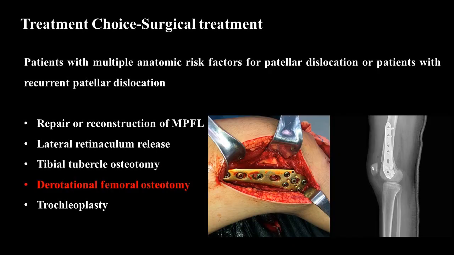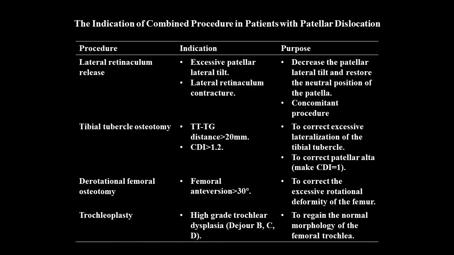For patients with femoral anteversion more than 30 degrees, the rotational femoral osteotomy should be performed to correct the excessive rotational deformity. Patients with high-grade trochlear dysplasia can be chosen to perform trochleoplasty. The indications for these procedures were presented in this table.